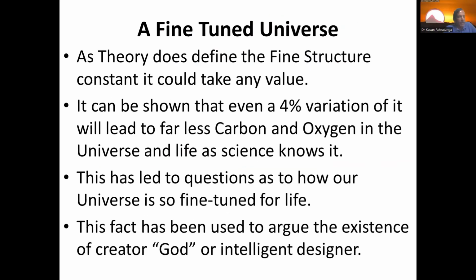But we have a problem here. That is because we know that if that number is different by about 4%, which is a variation that is not very much, there will be far less carbon and oxygen created in the universe by stars. And it has got a lot of people asking, how is the universe so fine-tuned to have a fine structure constant so accurately defined to 4%? And if it was, why wasn't it much larger, in which case we wouldn't have what we have now? So who made it so exactly 4%?